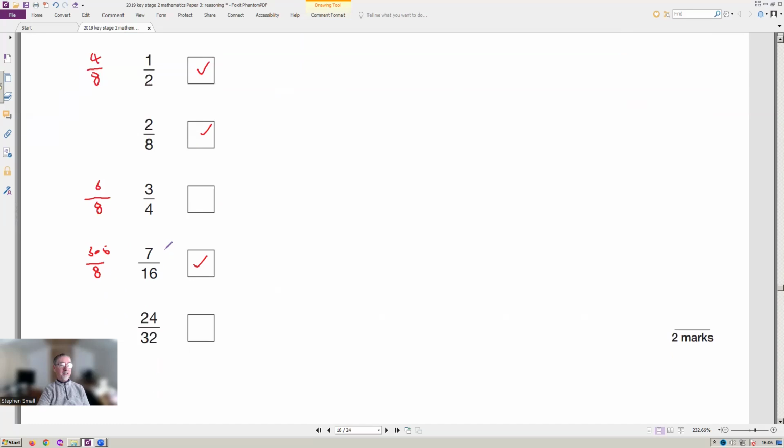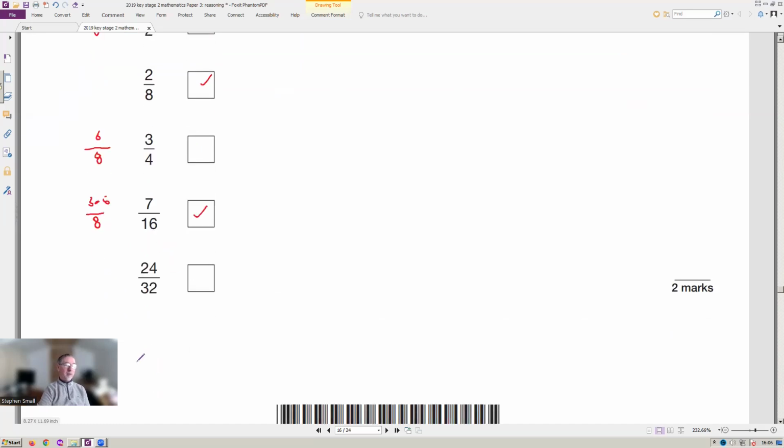And 24/32, the way that one's going to work is you're going to say, how do I get to 8? 4 into 32 is 8. So I divide it by 4. So I do the same with this one. 4 into 24 is 6. 6/8 is bigger than 5/8. So there we are. We're looking for smaller.